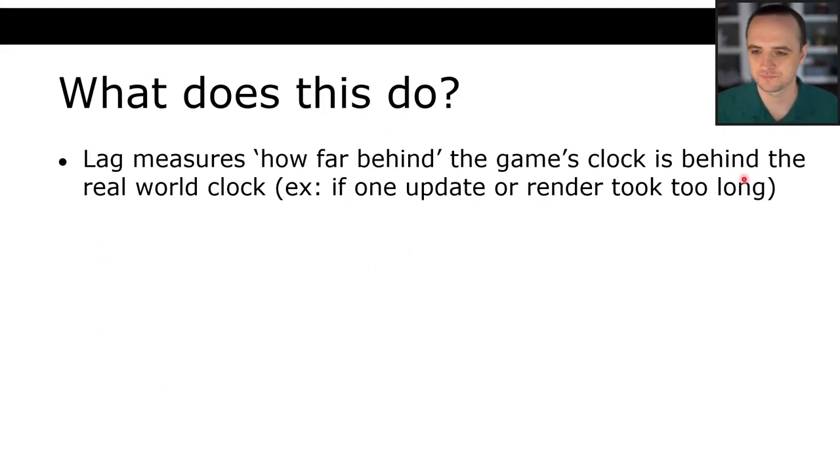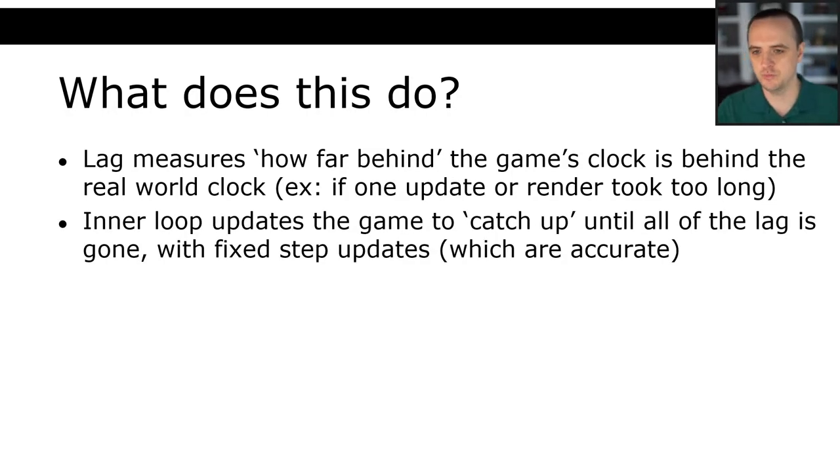So what does it do? So lag measures how far behind the game's clock is behind the real world clock, right? So for example, if one update or render took too long, then we are behind by a specific amount. That inner loop is going to update the game to catch up until all the lag is gone with fixed step updates. That's the important part here. They are no longer variable step updates.